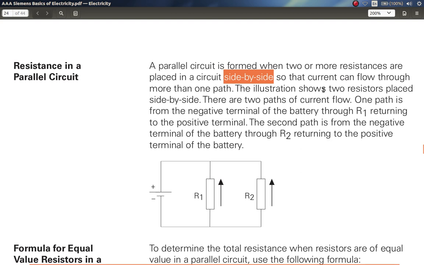The illustration shows two resistors placed side by side. So that's R1 and R2. There are two paths of current flow. One path is from the negative terminal of the battery. Remember, it's electron flow we're dealing with here. From the negative terminal of the battery through R1, returning to the positive terminal. The second path is from the negative terminal of the battery through R2, returning to the positive terminal of the battery.